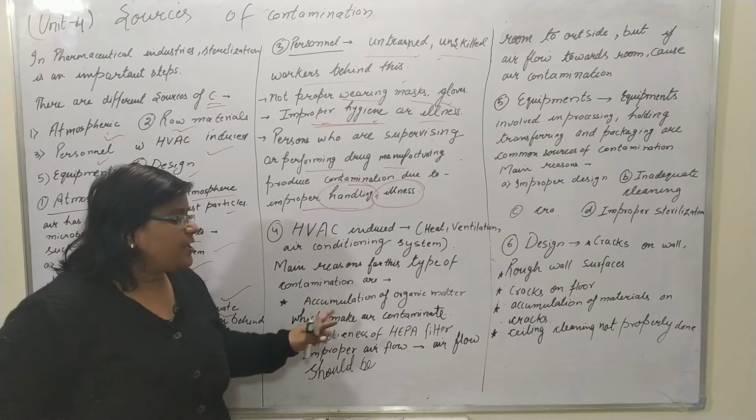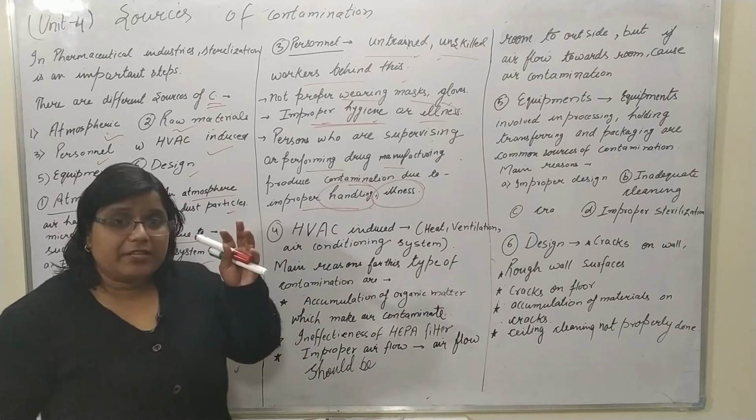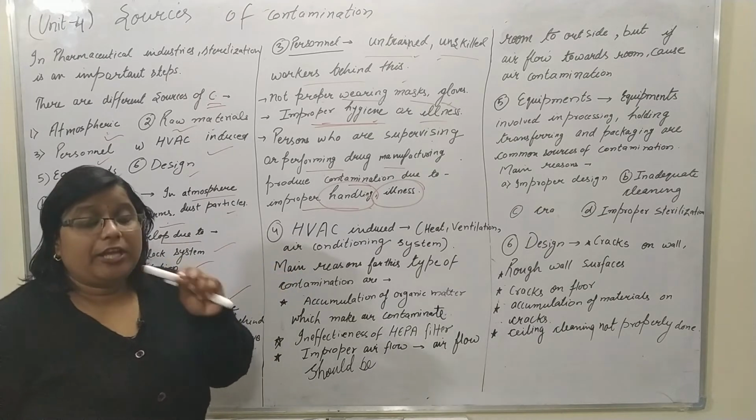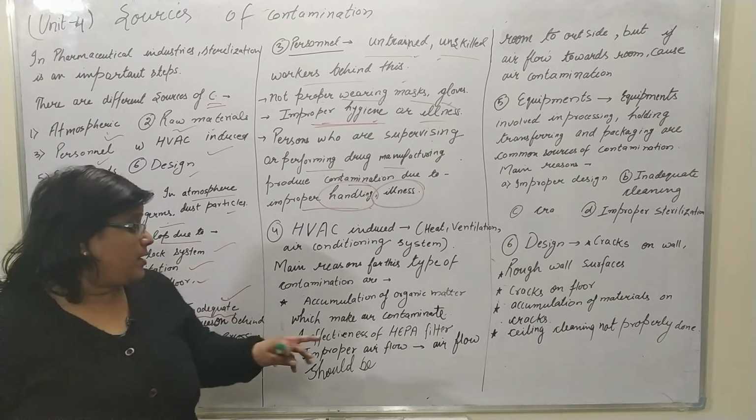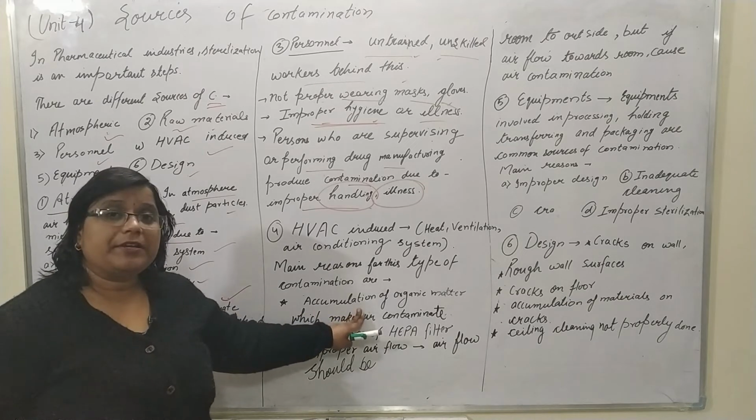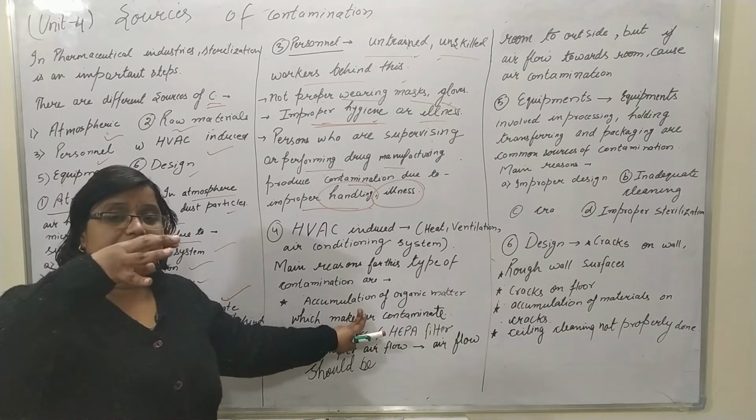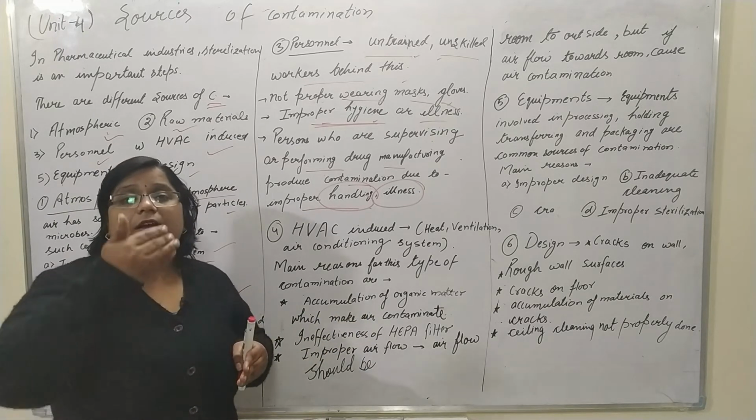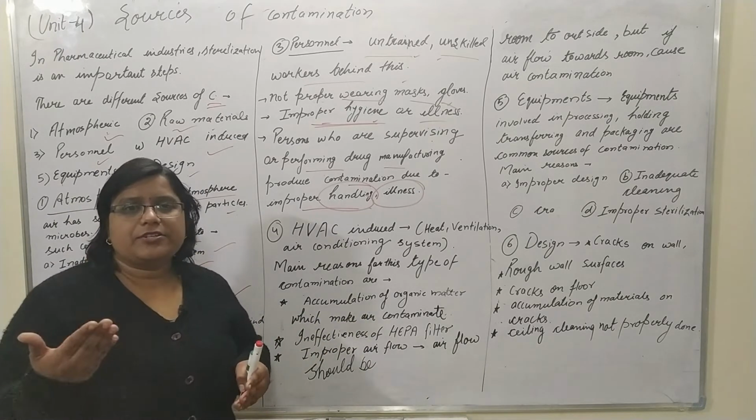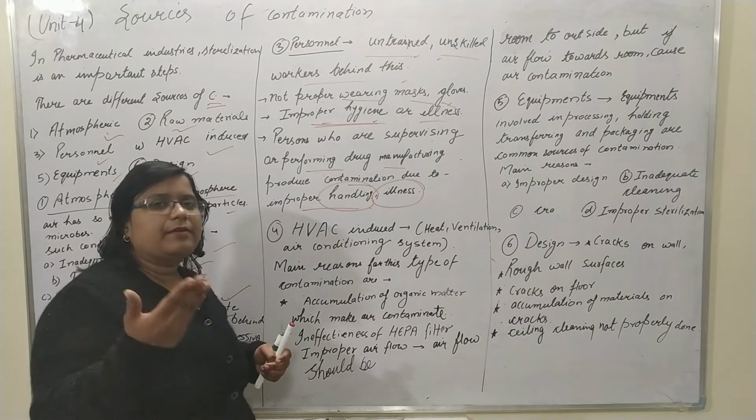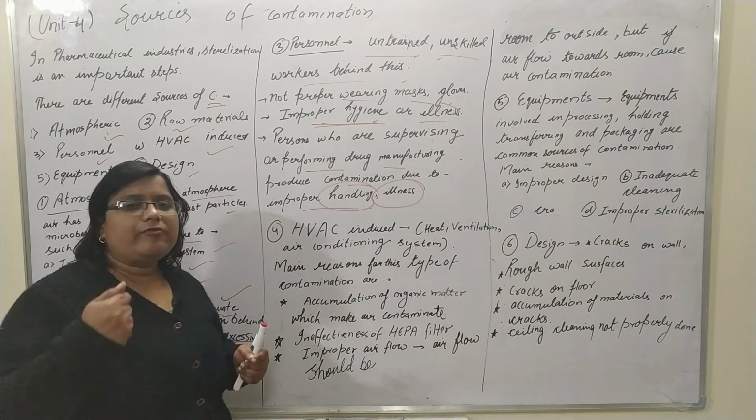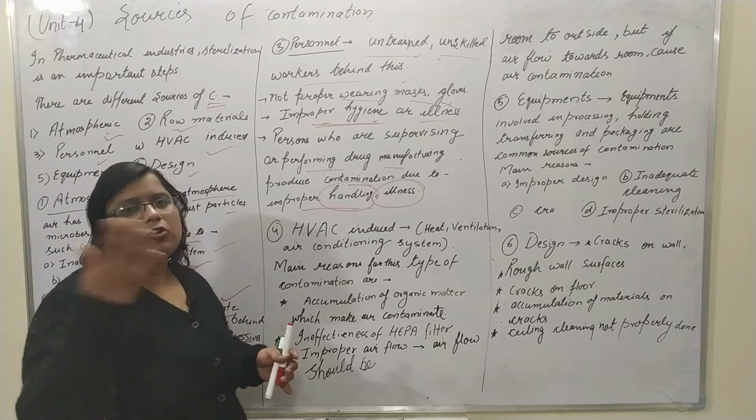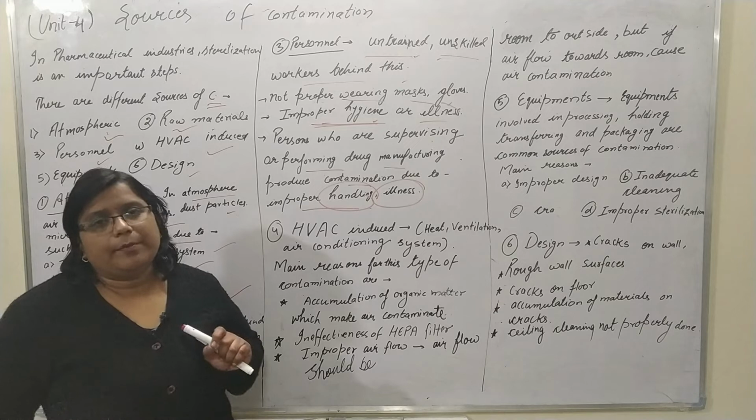Okay, so the main reason is, if an air conditioner is present in that aseptic area and organic matter accumulates in that air conditioner, it will produce contamination. Because in the air conditioner, proper, timely cleaning is essential. If that does not take place, it will contaminate our air, and automatically it will contaminate our product also.